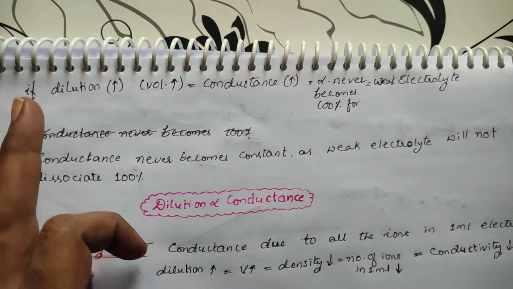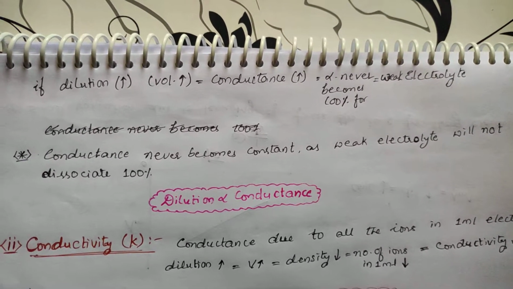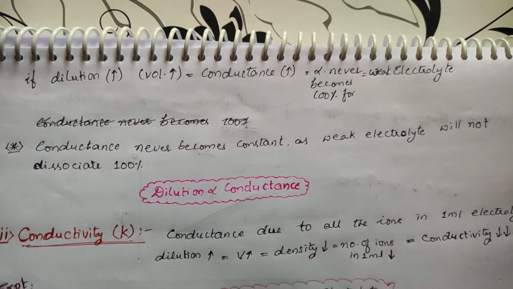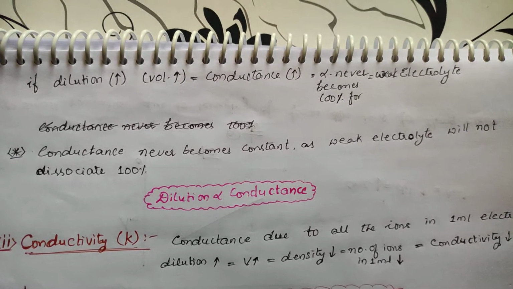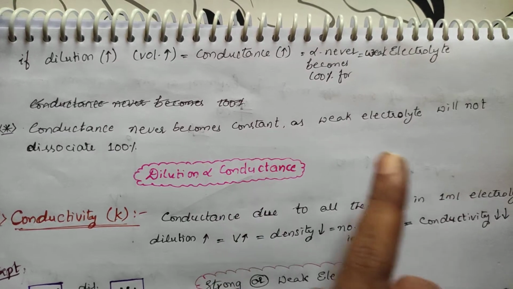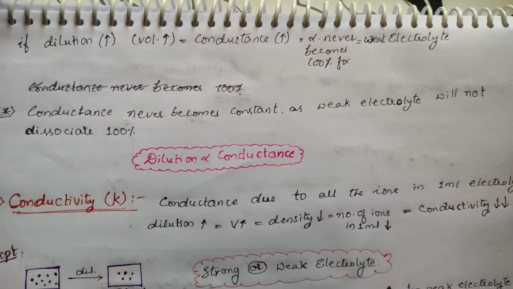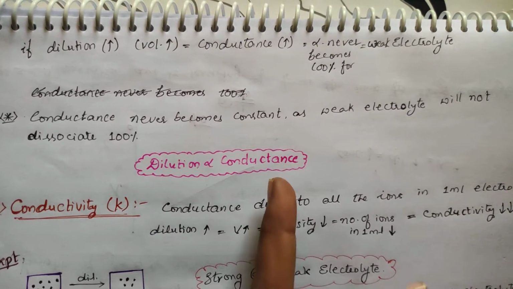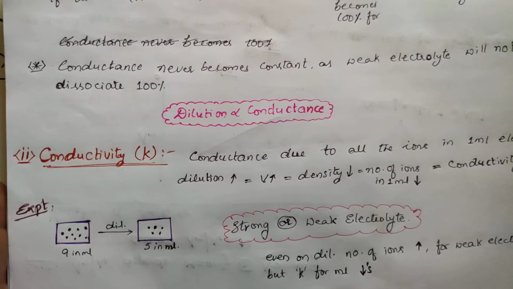See, again I am repeating. Dilution increases. What happens? Volume is increased. Volume is increased means conductance will be increased, because conductance is nothing but K into V, right? V increases, C also increases. Alpha never becomes 100% for a weak electrolyte, so you can't expect the maximum conductance for the weak electrolyte. So conductance never becomes constant for the weak electrolyte as it will not dissociate 100%. So in simple terms, whether it is a strong electrolyte or weak electrolyte, we can say that as dilution increases, conductance increases. Okay, and now I am going to the conductivity.